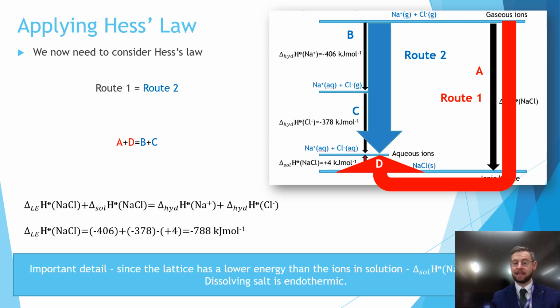So we see we get an answer that it was minus 788. So whereas it gave out energy, it was exothermic in forming the lattice, it is actually endothermic when it dissolves back into water again. That plus 4 kilojoules per mole is how much energy needs to go in to raise the temperature and to raise the energy of the sodium chloride into its ions.